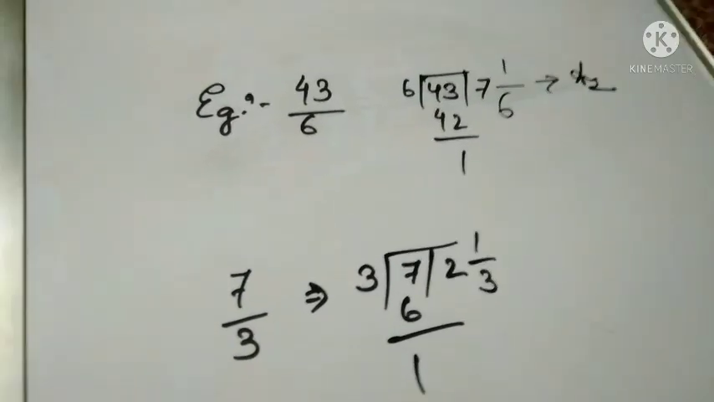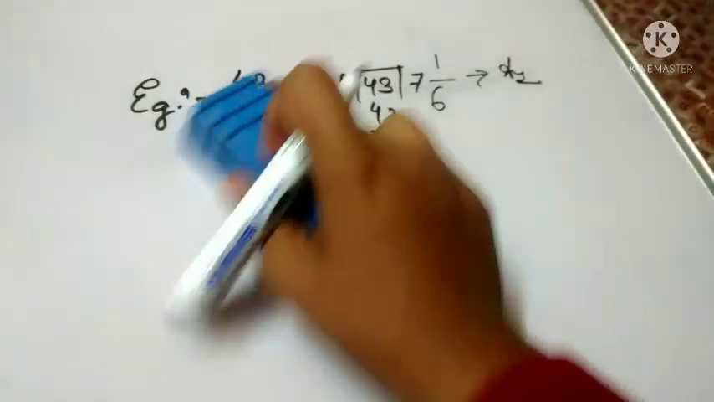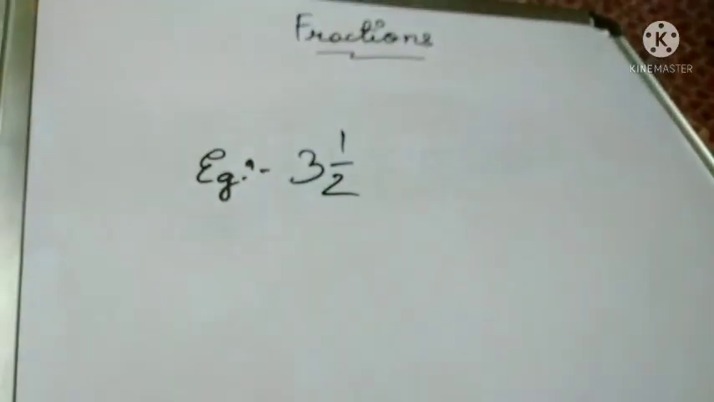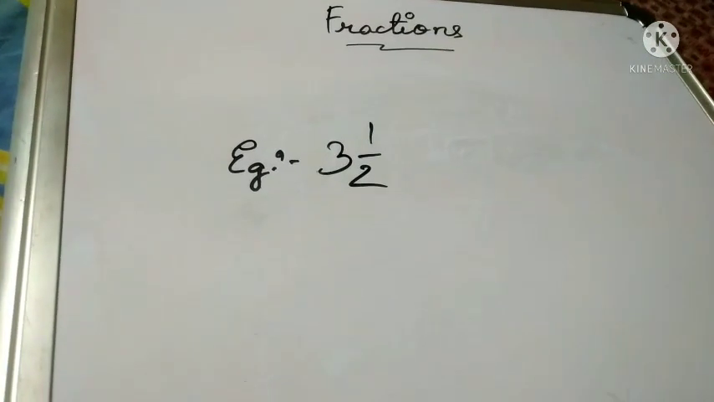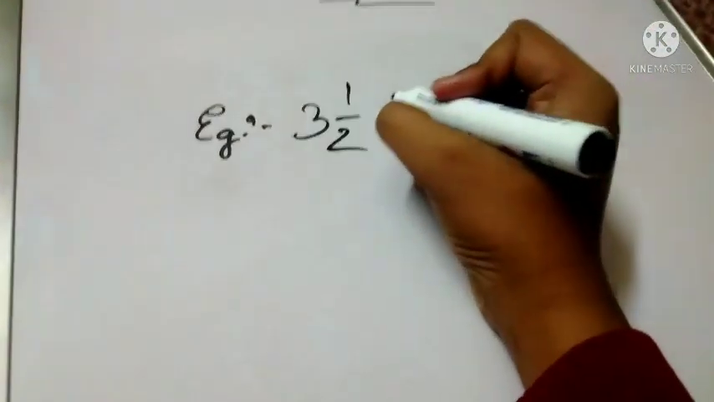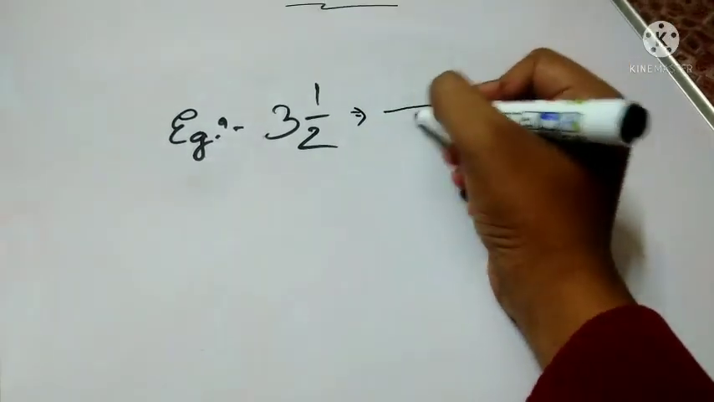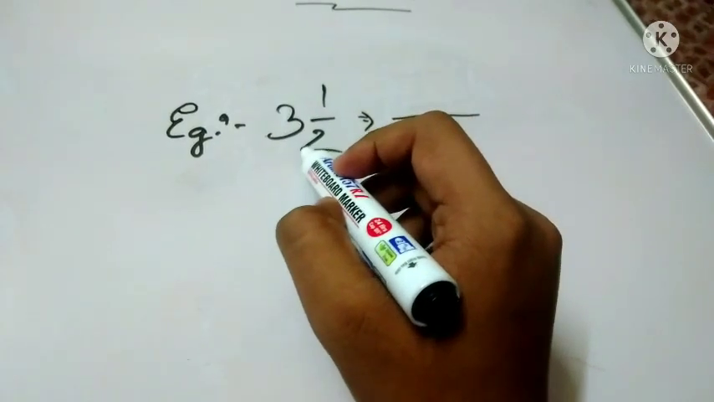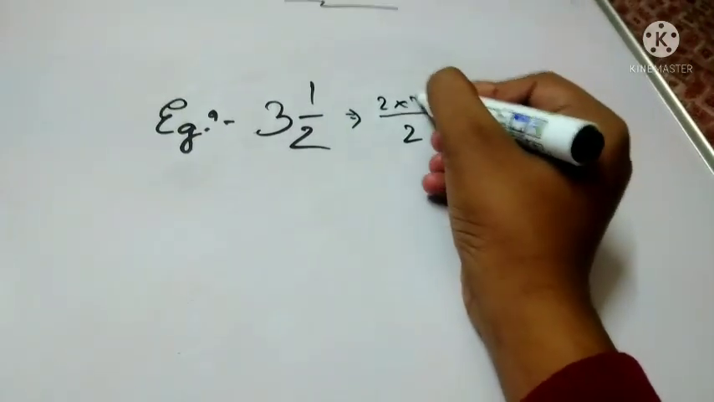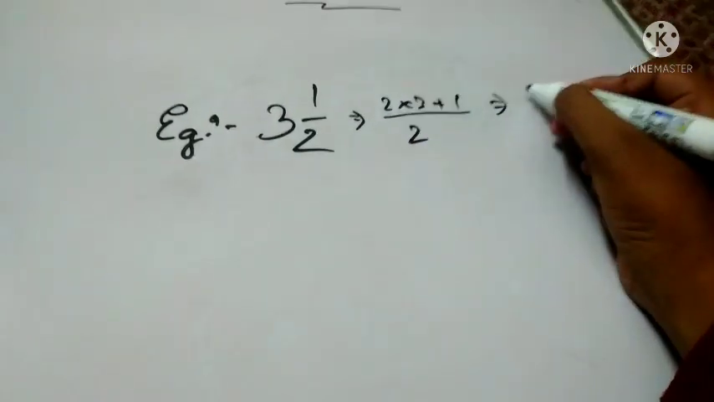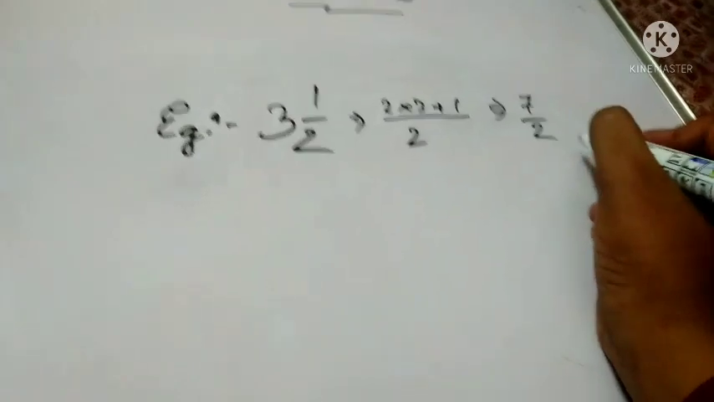So friends, now we will learn how to convert a mixed fraction into an improper fraction. So take an example like 3 1/2. We have to convert it into an improper fraction. First we will write 2 at the bottom, and then we just multiply 2 and 3, then add the upper one, that is 1. Then we will get the answer: two threes are 6 and 1 is 7, so 7/2. We get the improper fraction.